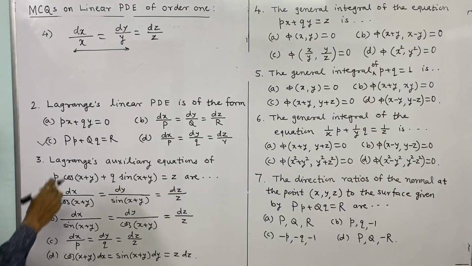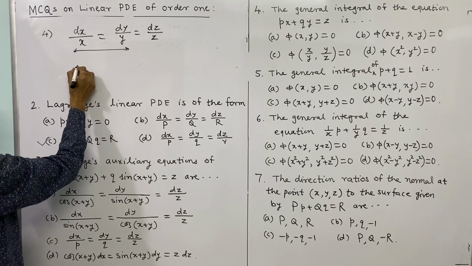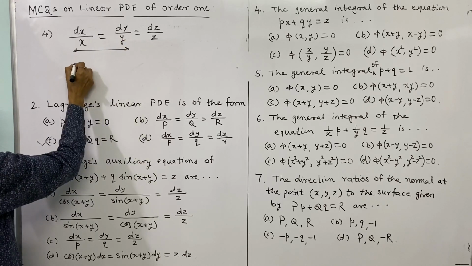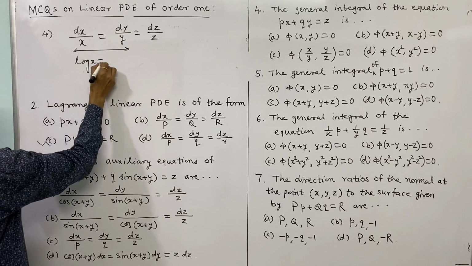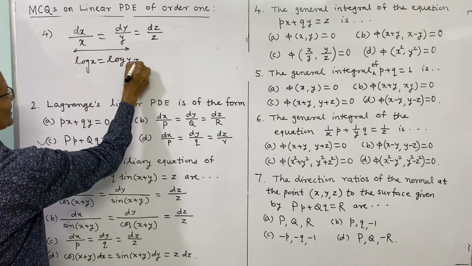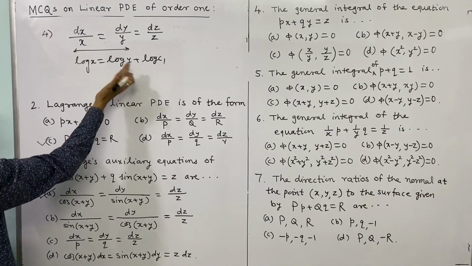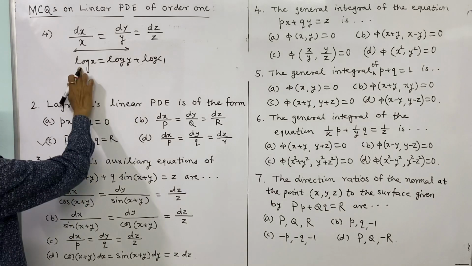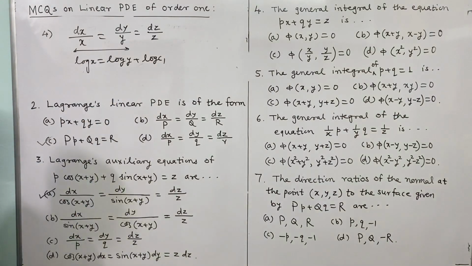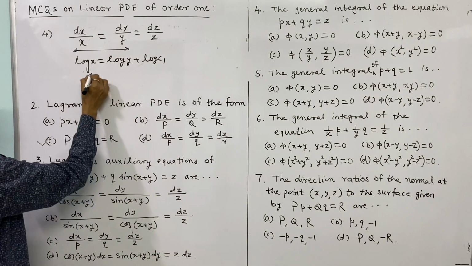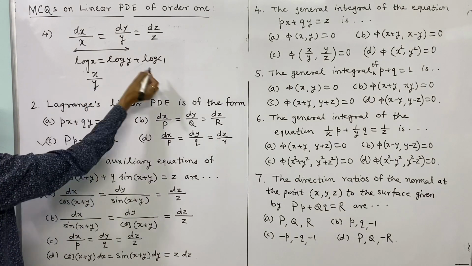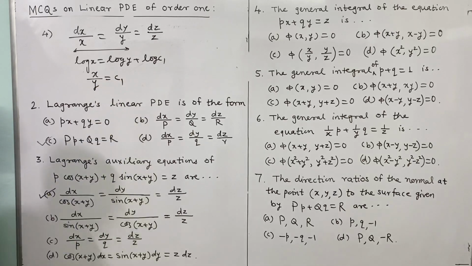Integration gives log x is equal to log y, plus log c1. By using the law of logarithm, this can be transferred to this side. That will be log x minus log y, which is log of x upon y, is equal to log of c1, and that gives elimination of log on both sides. X upon y is equal to c1. So this is one solution.